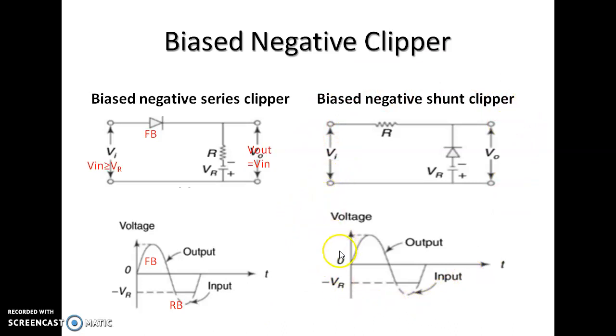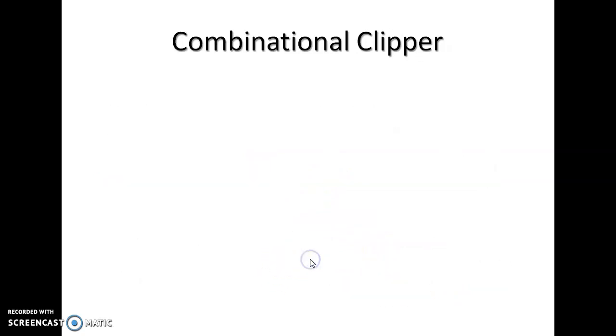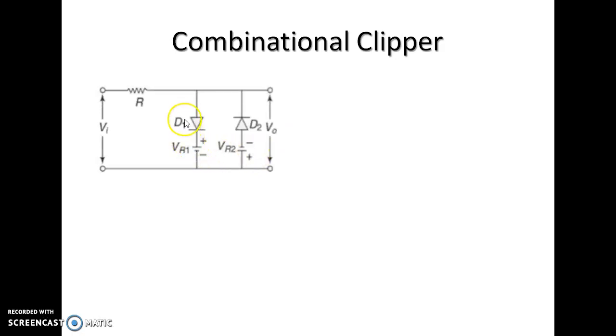So you try to analyze this and see whether you are getting the same sort of input and output. Combinational clipper. The combinational clipper is a combination of biased positive and negative clippers. So this circuit diagram has a positive clipper as well as a negative clipper with the two reference levels VR1 and VR2. So now let us start the analysis considering this level VR1.